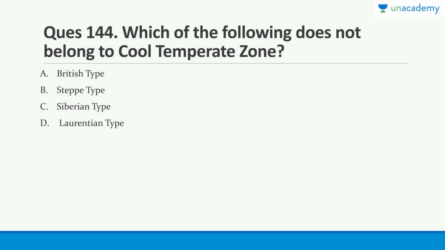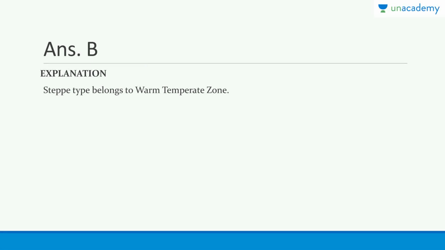Which of the following does not belong to the cool temperate zone? So the British type belongs, the Siberian type, the Laurentian type, yes, but the steppe type does not belong. It belongs to the warm temperate zone. So the answer is B, because it belongs to the warm temperate zone.